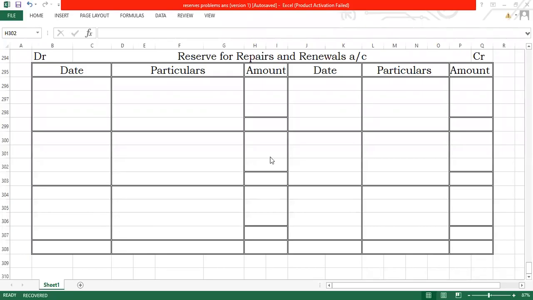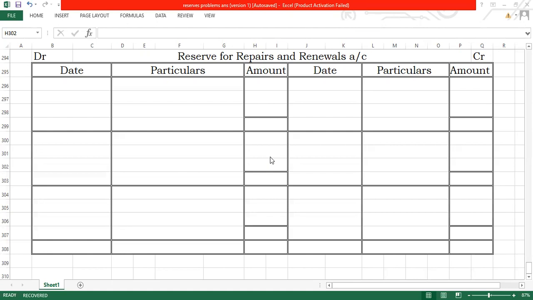So 10,000. Ganesh provided 15,000 as a reserve for repairs and renewals every year. Ganesh 15,000 rupees reserve for repairs and renewals every year. The actual repairs in 2010 were 10,000, in 2011 8,000, and in 2012 10,000.